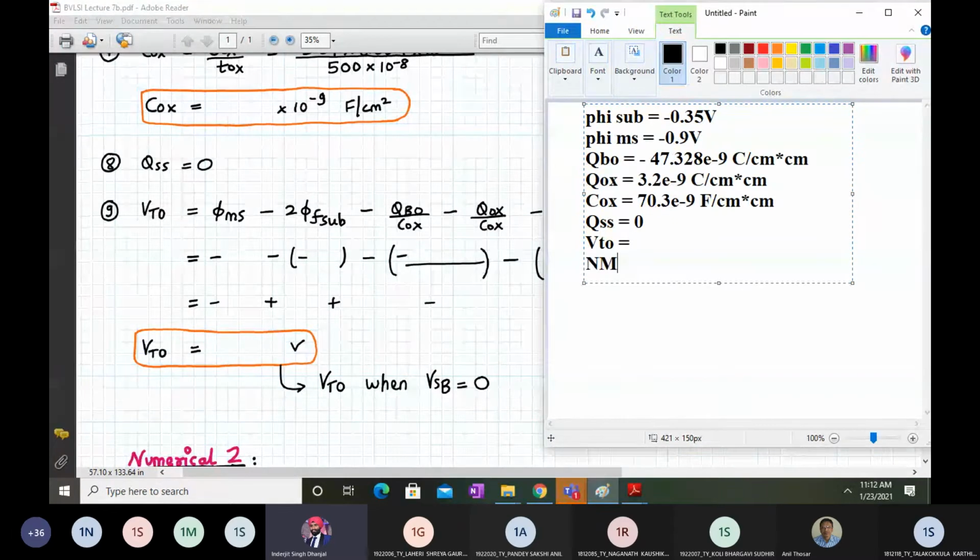So basically this is for the NMOS transistor. Let me know the value of VTO. You can take a few extra seconds, but give the correct answer. So what's the value for the NMOS transistor? Has anyone calculated it?